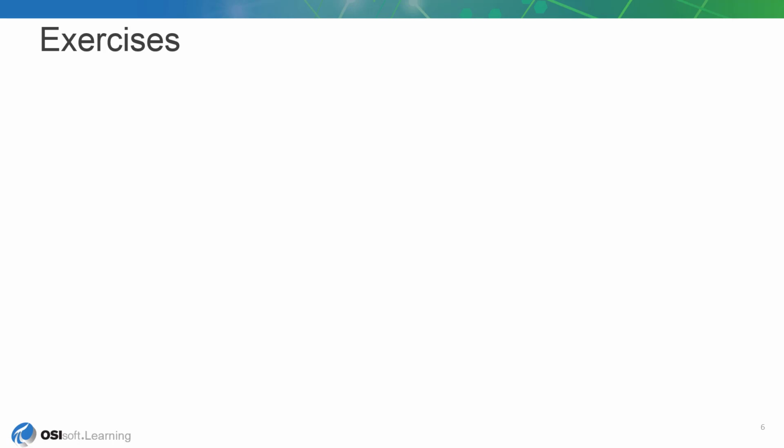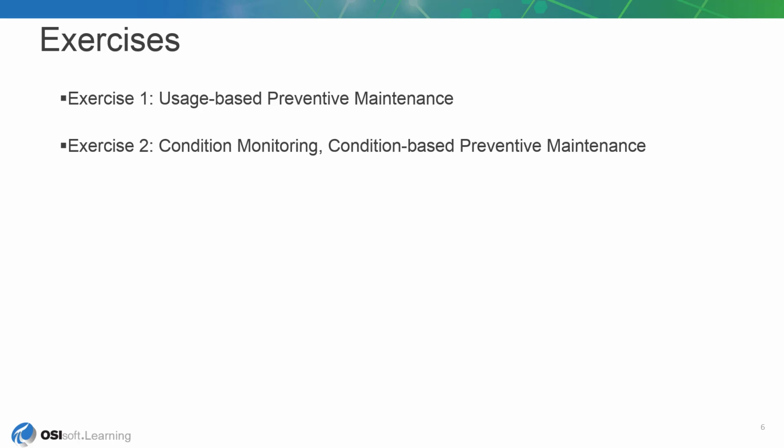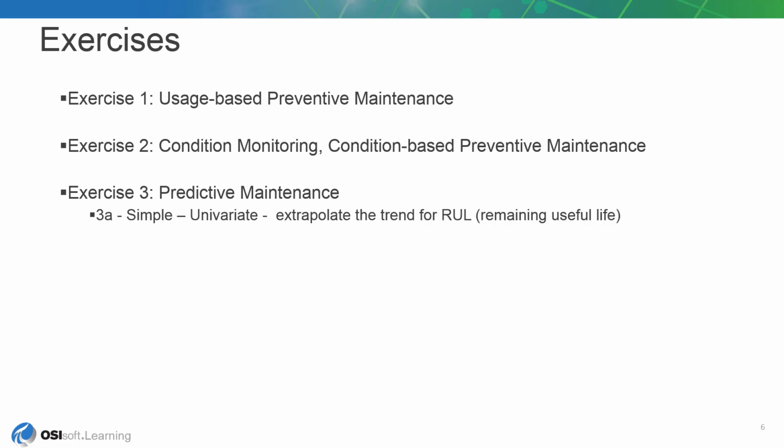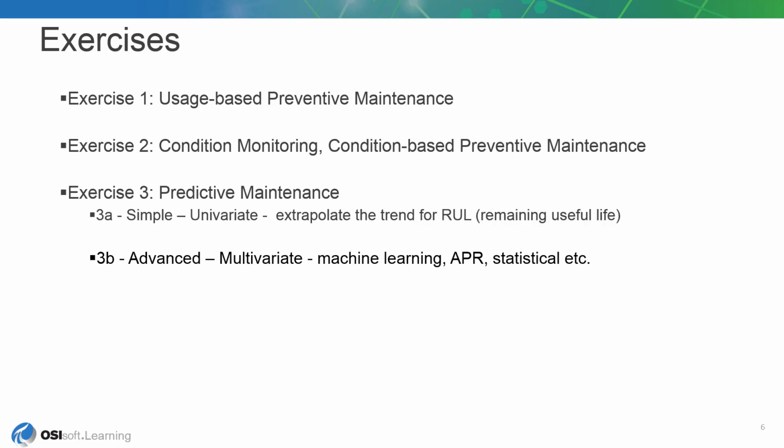As such, the exercises are laid out for each of these topics on how the PMs are triggered. In exercise 1, it is machine usage. In exercise 2, it is condition assessment. Exercise 3A illustrates a simple predictive technique. Exercise 3B is advanced predictive with machine learning algorithms.